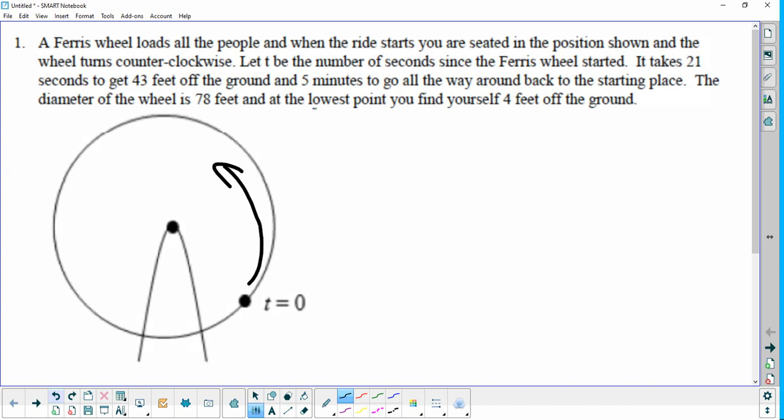It's going to take 5 minutes to go all the way around. That means that's the period. 5 minutes all the way around, that's the period.